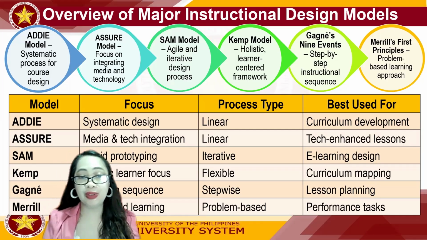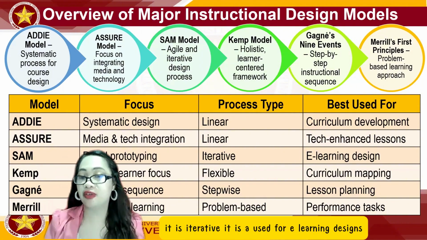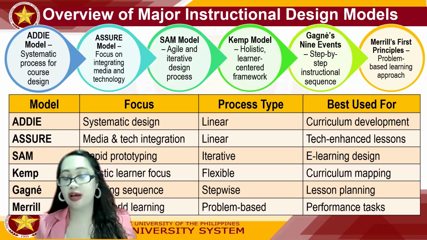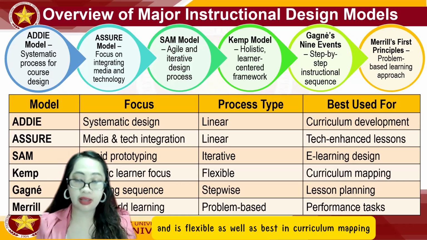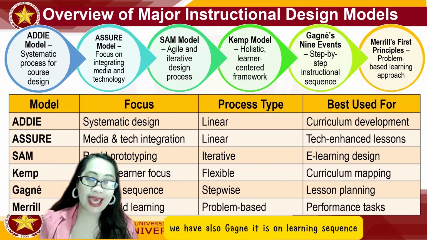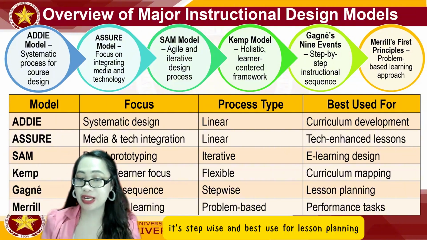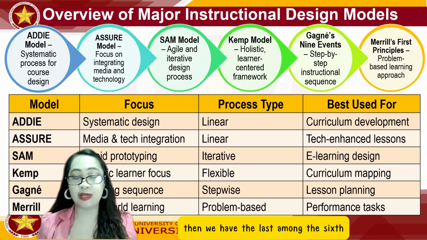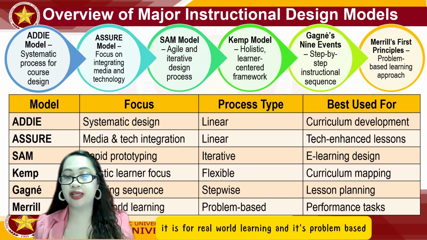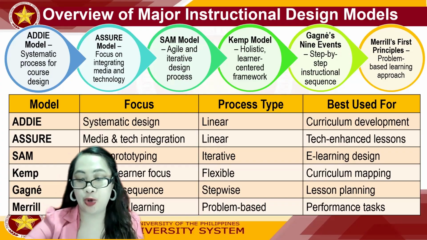We have SAM. It's for rapid prototyping. It is iterative. It is used for e-learning designs. Then we have CAMP. It is holistic, learner-focused, and is flexible as well as best in curriculum mapping. We have also Gagne. It is on learning sequence. It's stepwise and best used for lesson planning. Then we have the last among the 6, the Merrill. It is for real-world learning and it's problem-based. It's best for performance tasks.